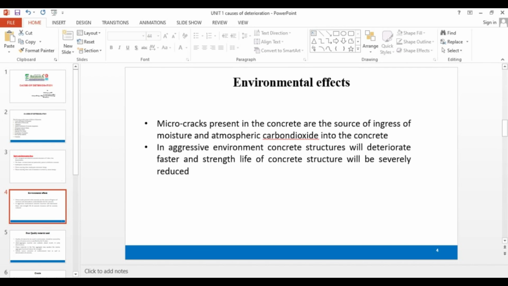Temperature fluctuations also will contribute to the deterioration of the structures. When the structure is under hot weather or when the temperature fluctuates, it also causes the deterioration of our structures. It also causes the failure of our structures.